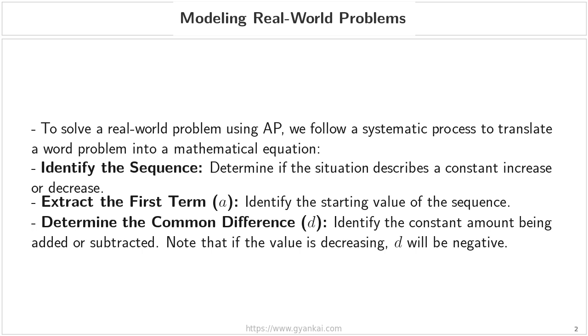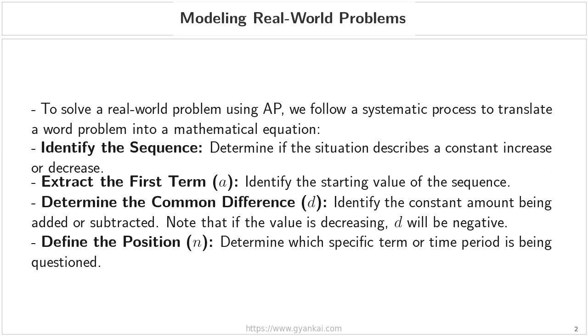Third, you must determine the common difference, represented by the letter d. This is the constant amount being added or subtracted in each step. Now, pay close attention here. If the problem describes a decrease or a decay, you must remember that d will be a negative value. Fourth, you need to define the position, which we call n. This is simply identifying which specific term or which specific time period the question is asking you about.